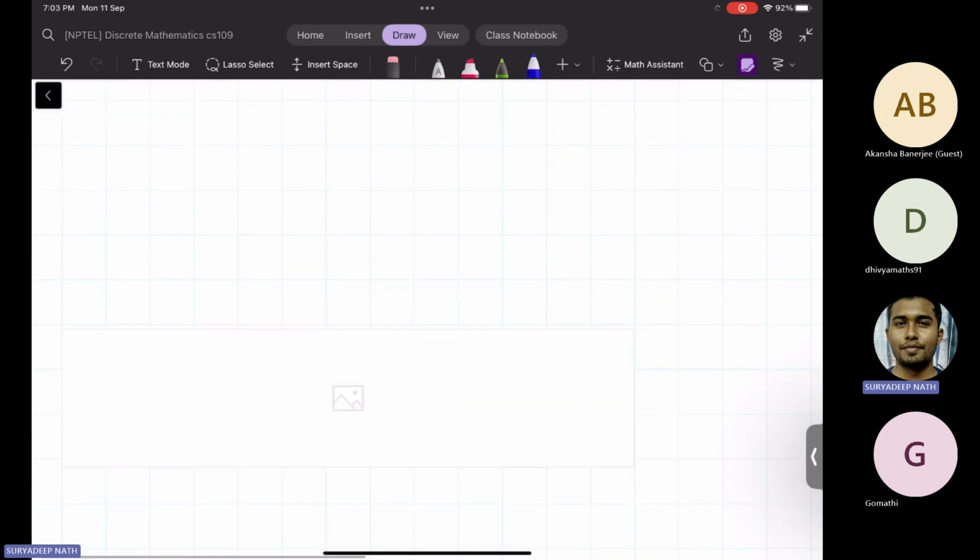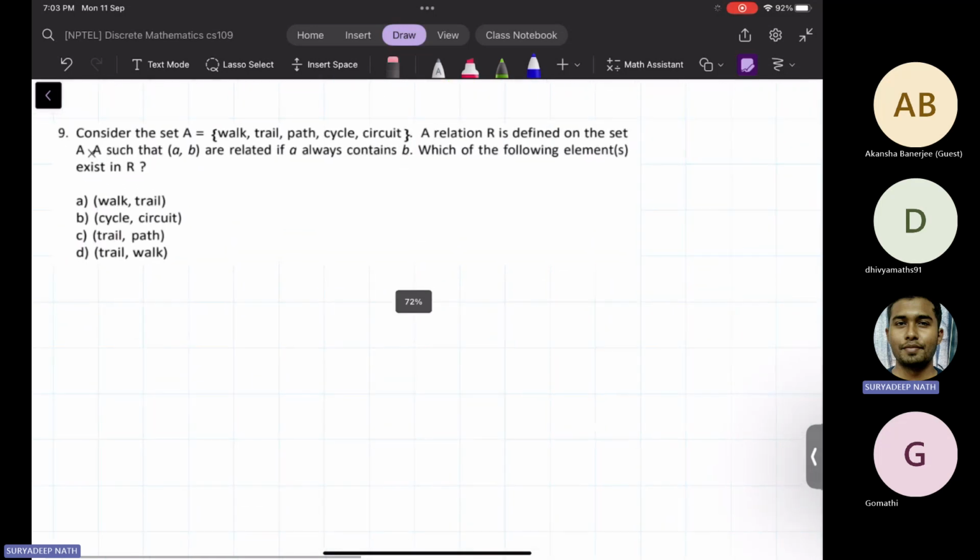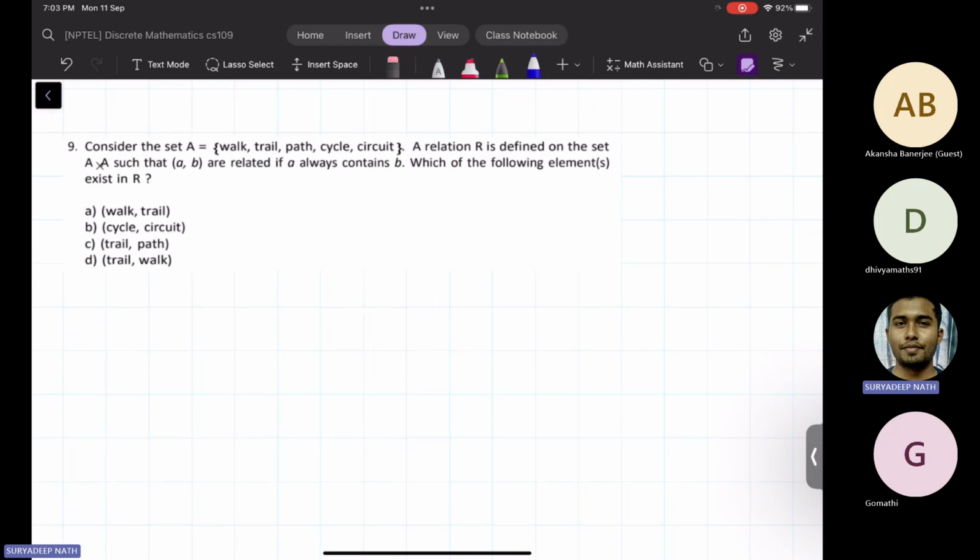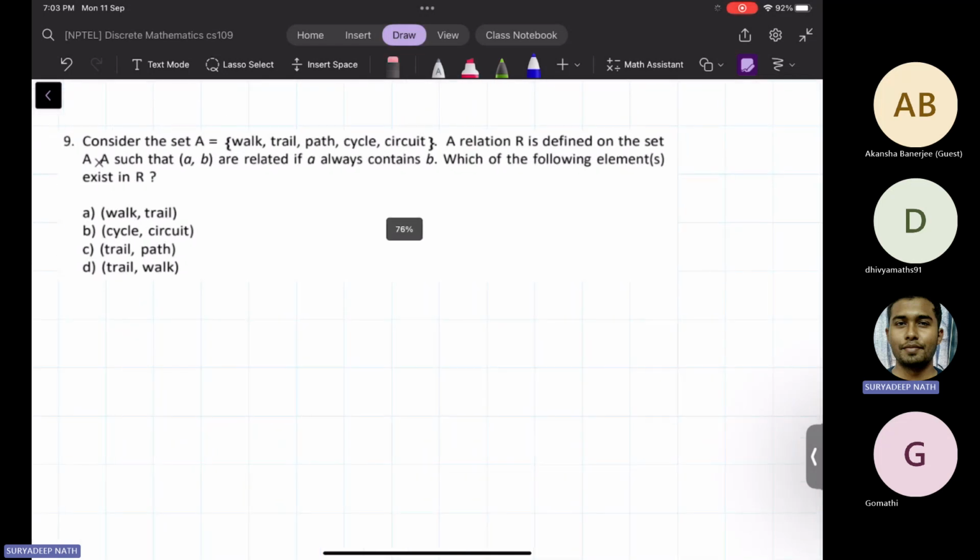Okay, let us move on to the next question. You have a set A which has walk, trail, path, cycle, circuit. Now a relation R is defined on the set A cross A such that the ordered pair A comma B are related if A always contains B. Which of the following elements exists in R?